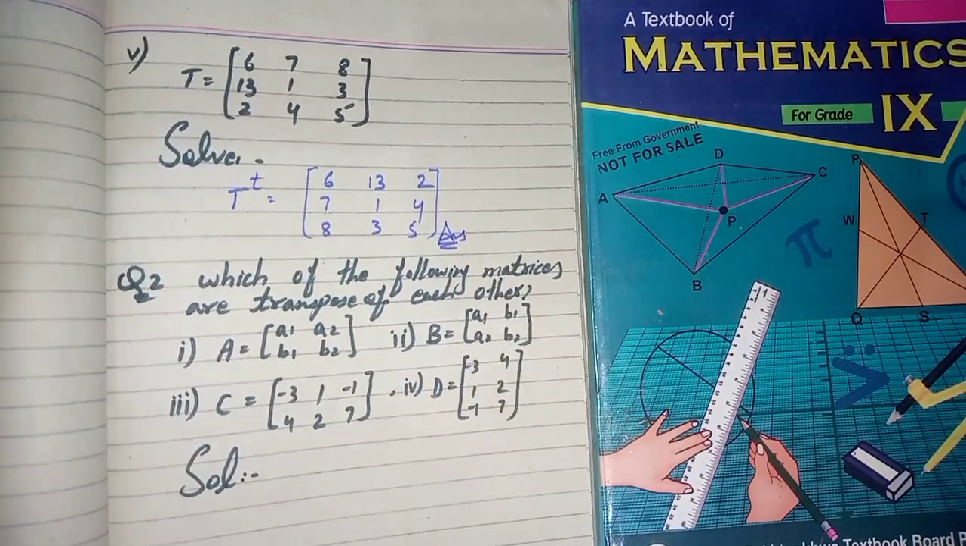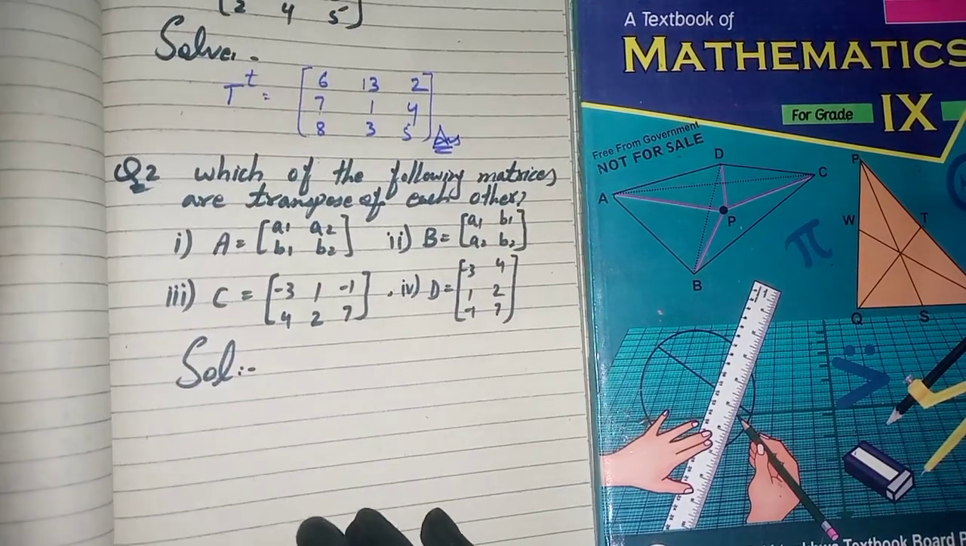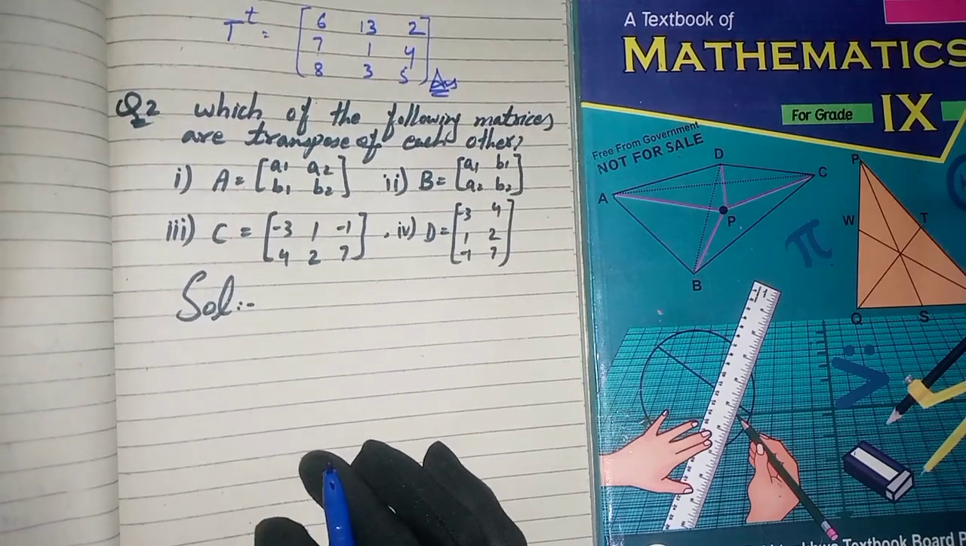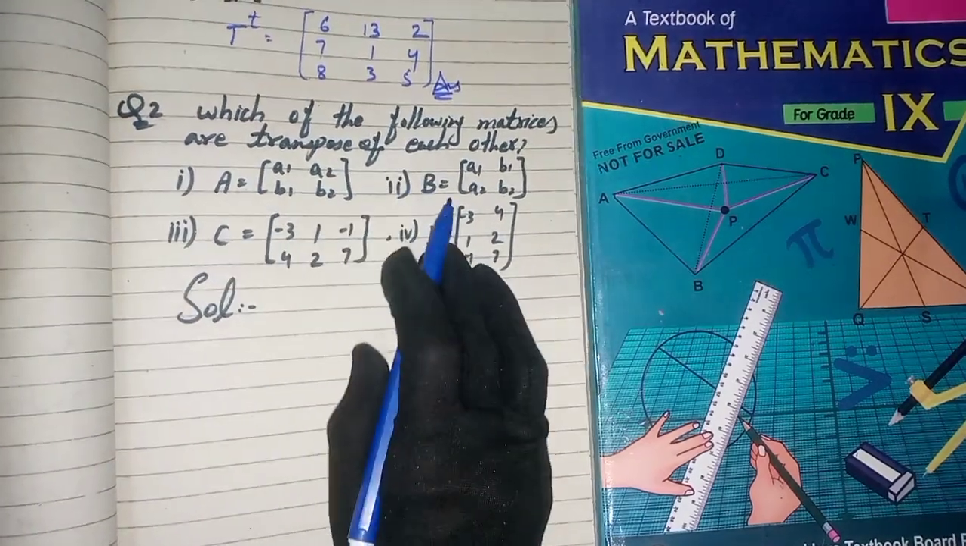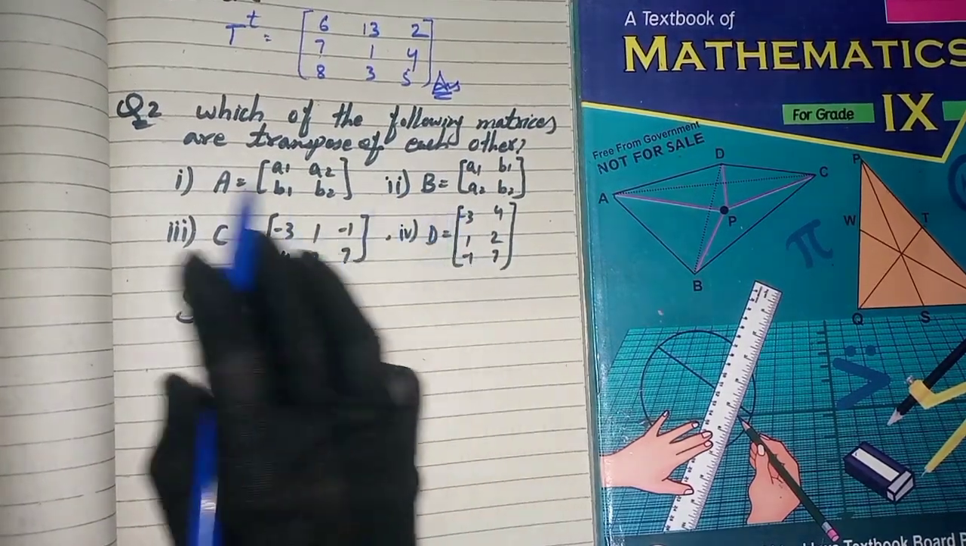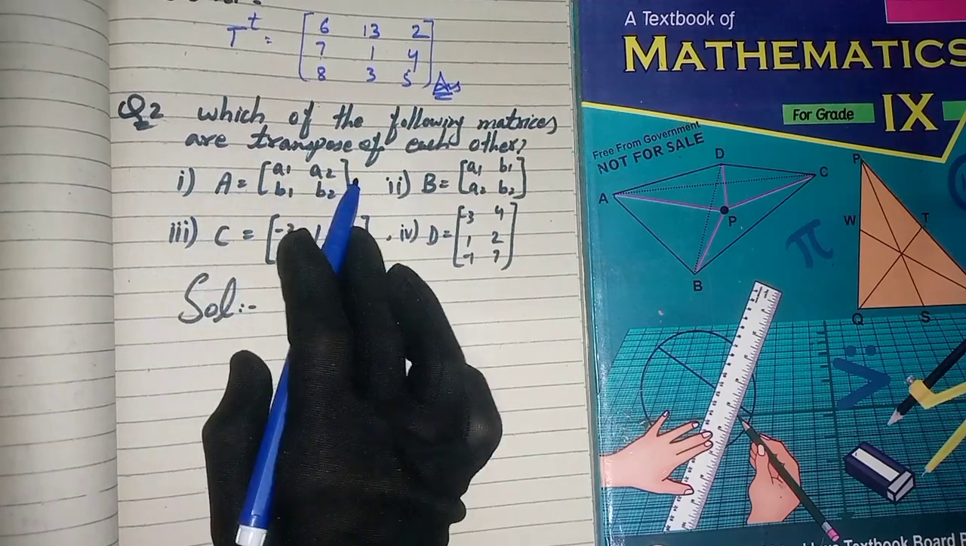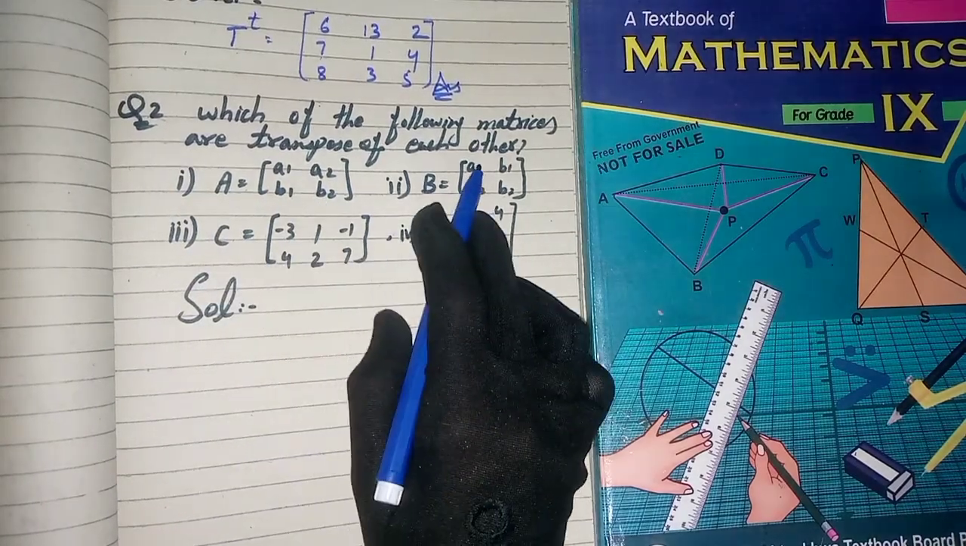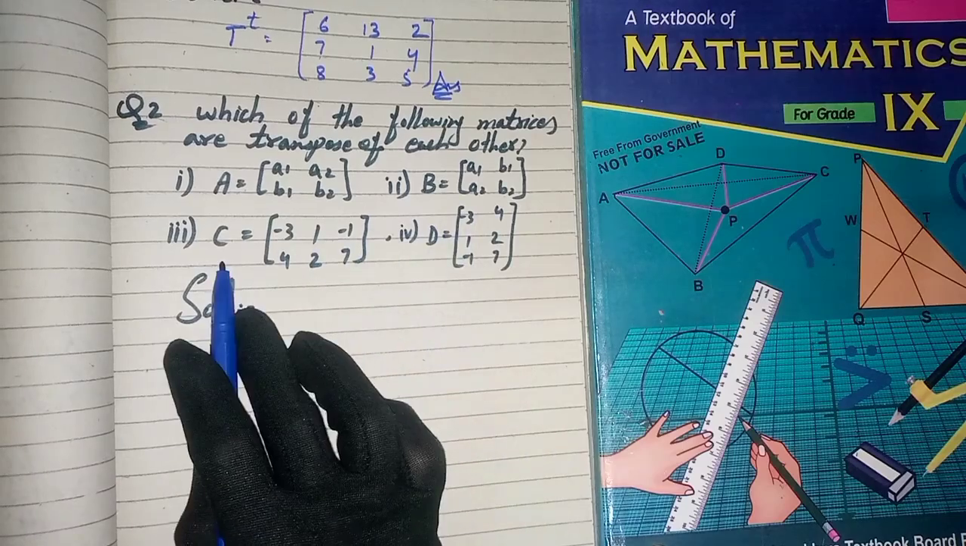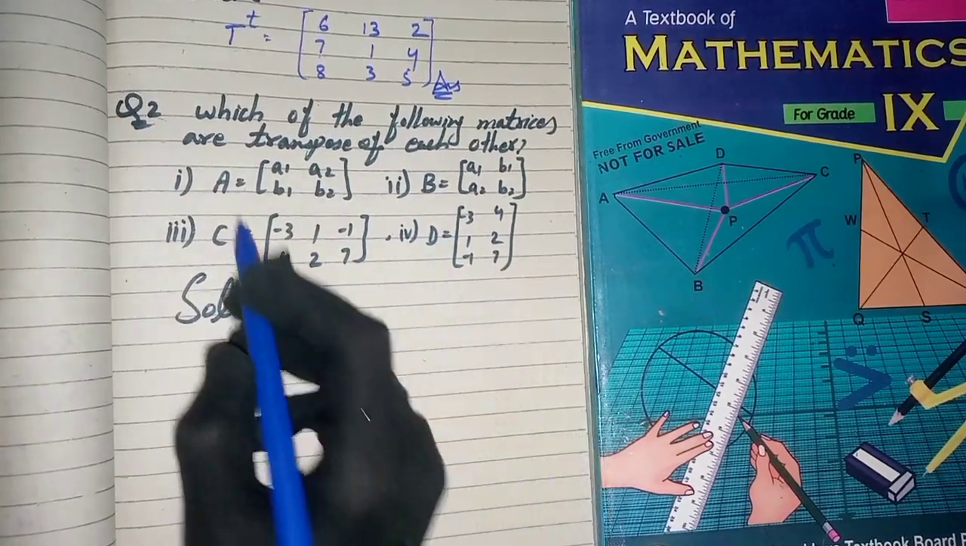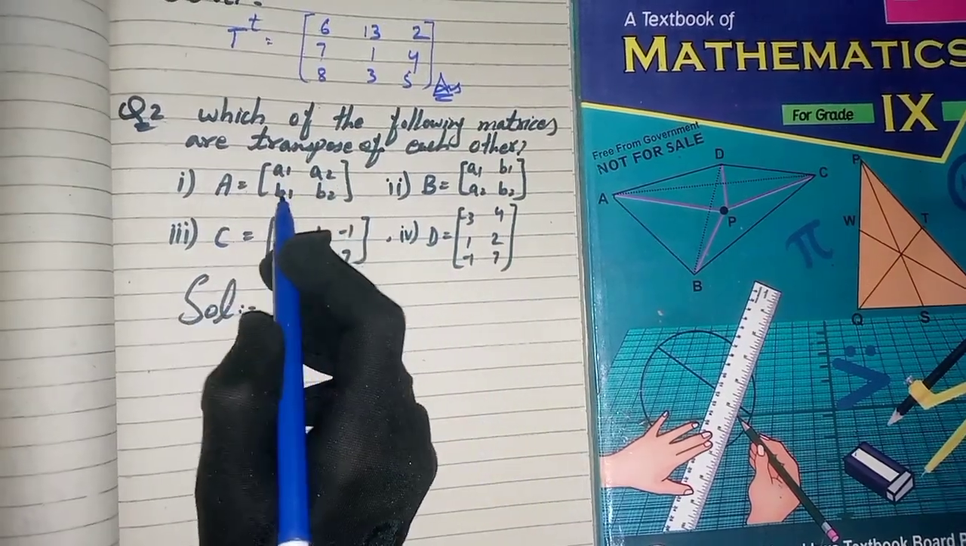Now we solve question 2. Question 2 is, which of the following matrices are transpose of each other? Part 1, A is equal to A1, A2, B1, B2. Part 2, A1, B1, A2, B2. Part C and part D.